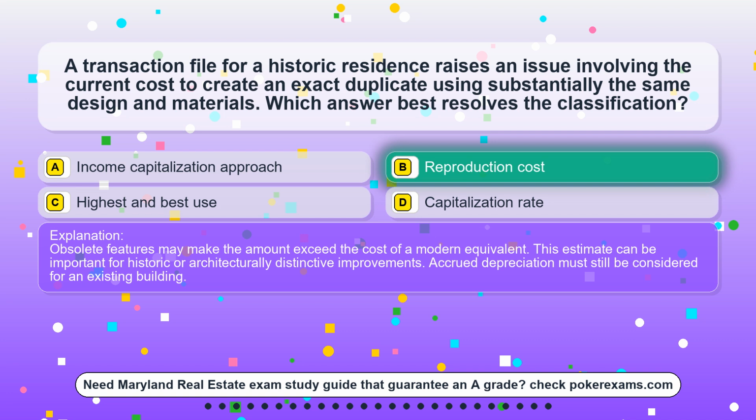Obsolete features may make the amount exceed the cost of a modern equivalent. This estimate can be important for historic or architecturally distinctive improvements. Accrued depreciation must still be considered for an existing building.